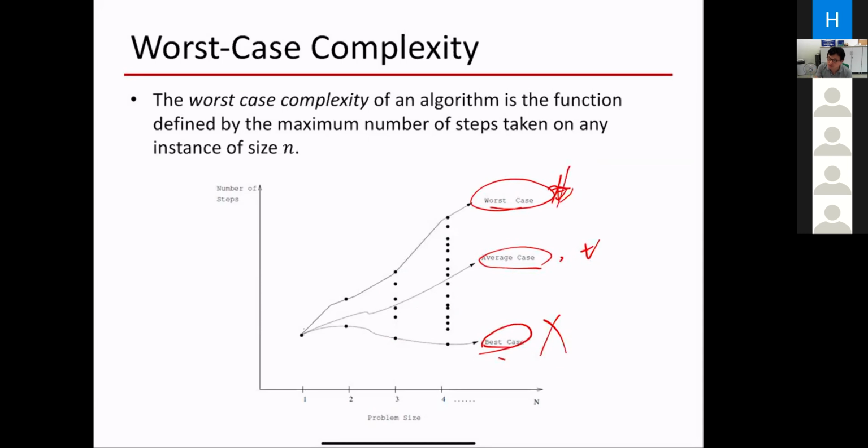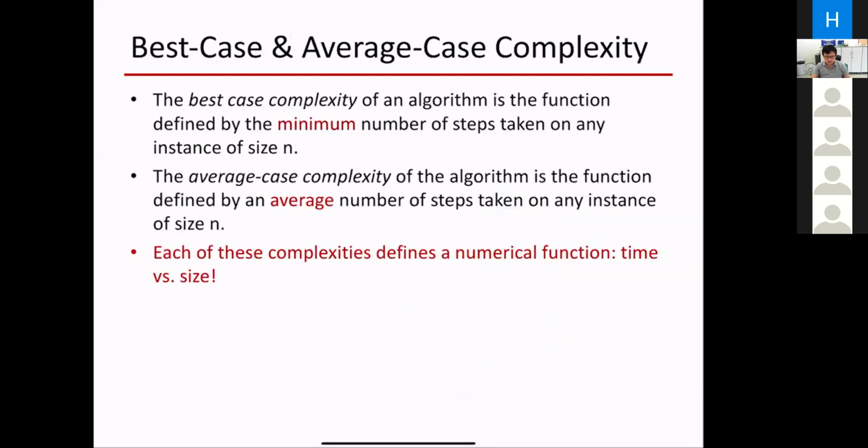Okay, if you are a scientist, as we are software engineers, it always says the worst case, right? So, best case, average case complexity. The best case complexity of the algorithm is a function defined by the minimum number of steps taken on any instance of size n. So when the input size is small, it took so little, so I reported the best case. That's not a scientist. And the average case complexity is the function defined by the average number of steps taken over all instances. Each of these complexities defines a numerical function, time versus size.